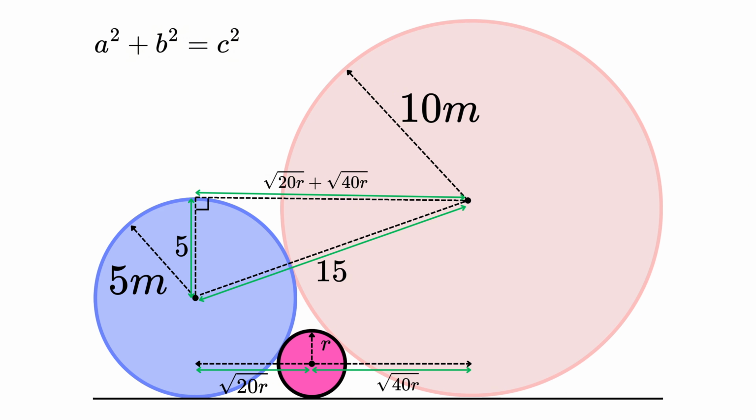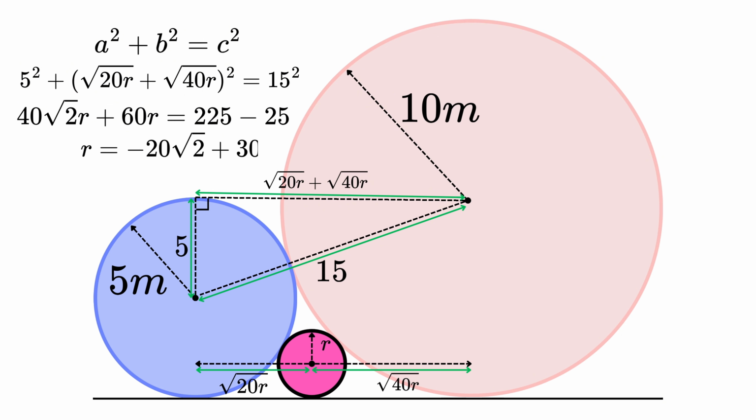So our final equation is 5 squared plus (the square root of 20r plus the square root of 40r) all squared equals 15 squared. Simplifying this equation, we find that the radius of our small circle is 1.72 meters.